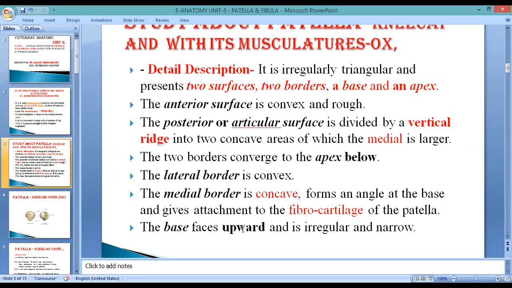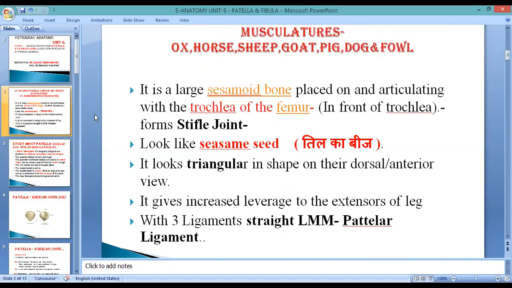So up to this, when anybody asks you what is the patella, and the question is for 2-3 marks, first you describe what the patella is. Sir, it is the largest sesamoid bone located just in front of the trochlea of the femur and looks like a seed. When seen from the anterior view in the standing position, it is triangular in shape. And the patella is fixed in position by three ligaments.